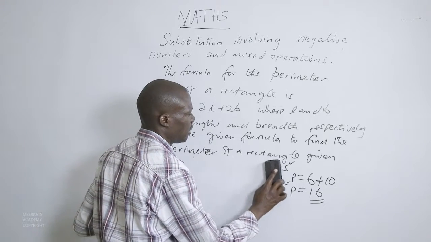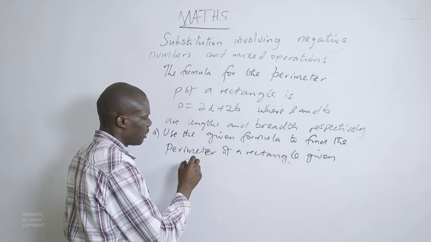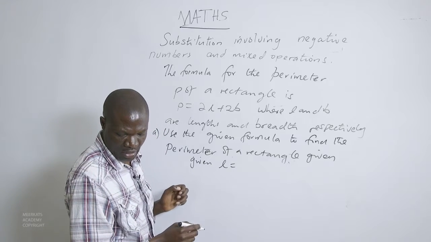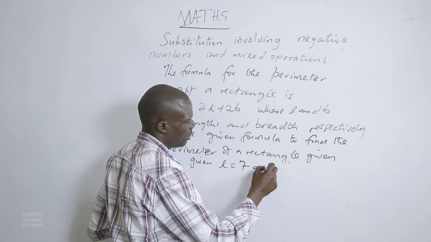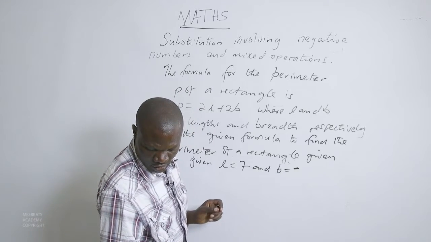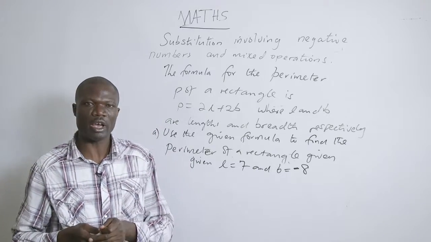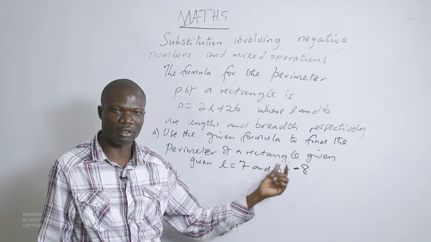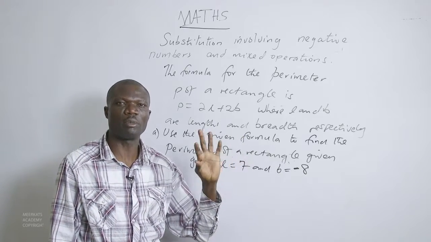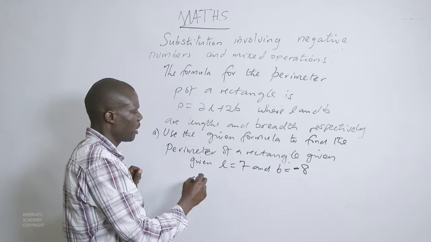So we are changing the values of the polynomials, where we are given that L is 7 and B is negative 8. Now this is the major bone of contention, where we are interested in how you will treat this negative sign. And that's why before we started doing further mathematics, we introduced ourselves to the integers and operation of integers with negative signs.